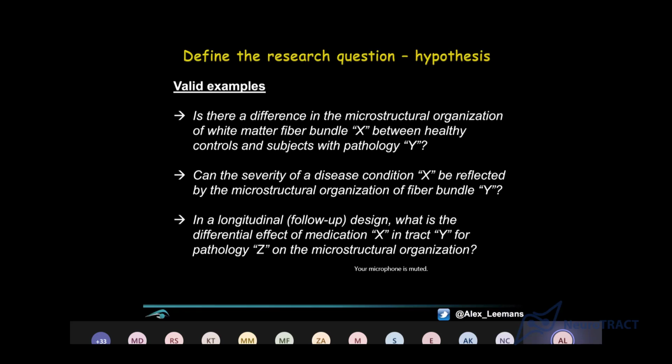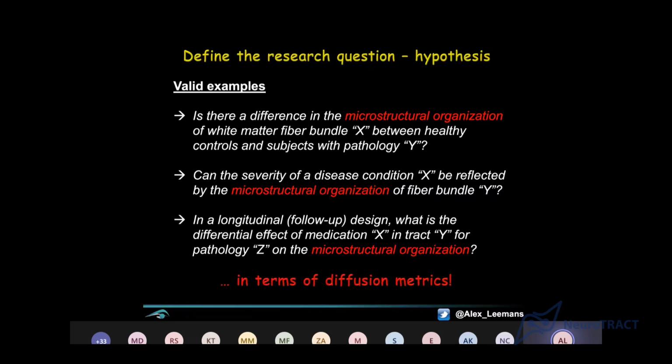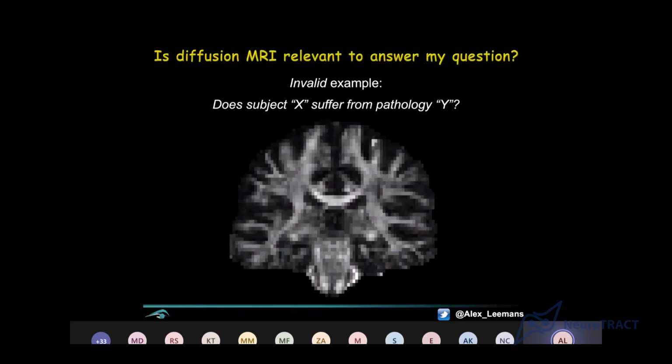Notice in each of these three questions, I use the terminology microstructural organization. And this should always be considered in terms of diffusion metrics, right? This is our ammunition. This is the tool that we have to look at disease progression, for instance, looking at specific questions. So what we cannot do, and this is an invalid example, is acquire a data set and then just ask, does this subject have pathology Y? It's going to be difficult. You cannot be specific to a disease with this technique.